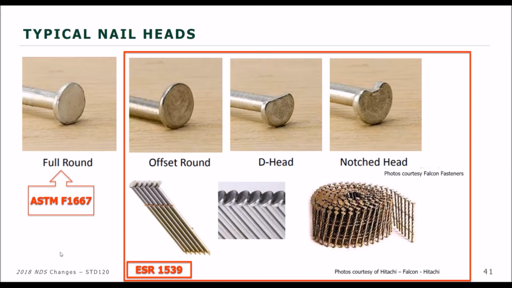So again, for ASTM nails, it's going to be pretty much a concentric round head above the shaft of the nail. They can be offset for the nail guns like you see here in this figure, D-head or notched head nails. And we start talking about new provisions for head pull-through. Note that you would be able to accommodate these fasteners as well with those head pull-through provisions.